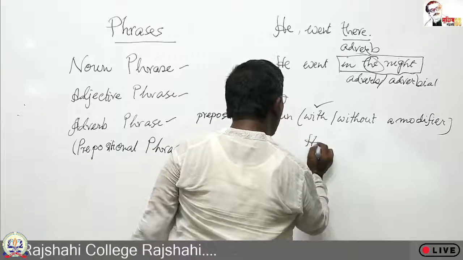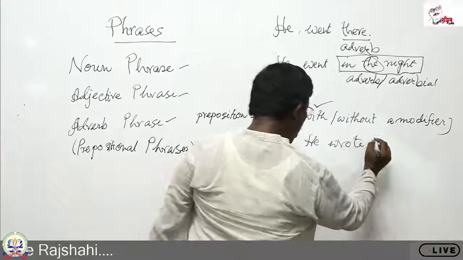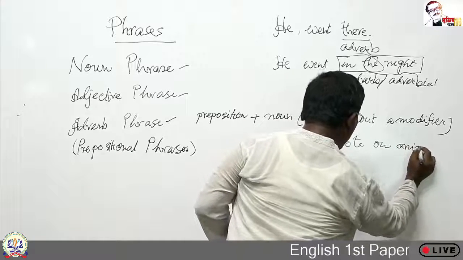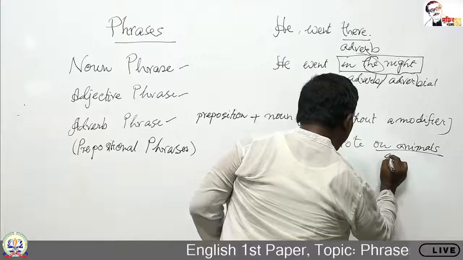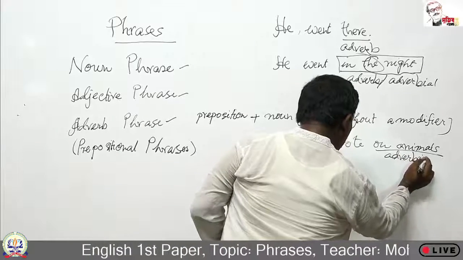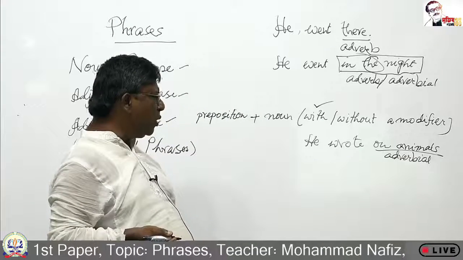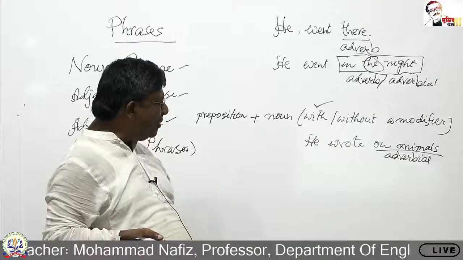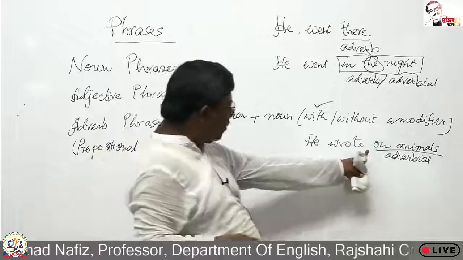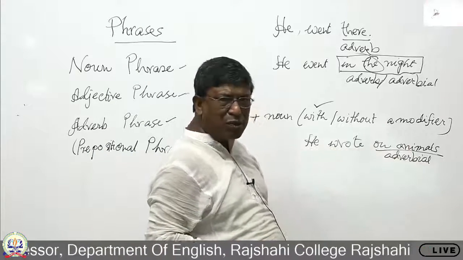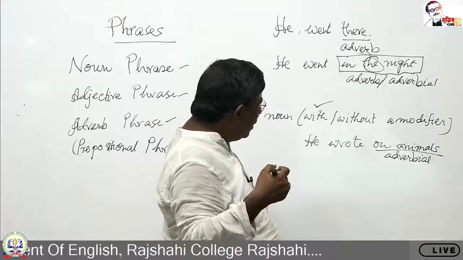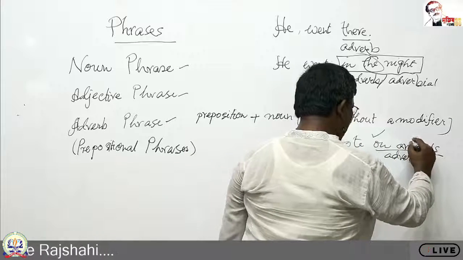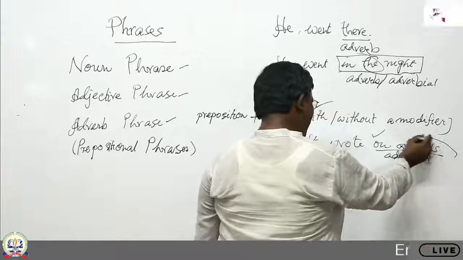Of course, he wrote on animals. On animals is an adverb phrase or adverbial. That is about which he wrote on animals. Never think that on animals is an object. On animals is an adverbial. This adverbial is made by a preposition on and noun animals. We do not have any noun modifier. Thus, we have the preposition on and the noun animals. Therefore, this is an adverbial phrase without a modifier.